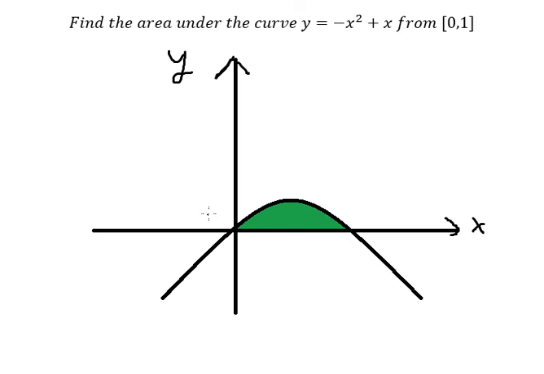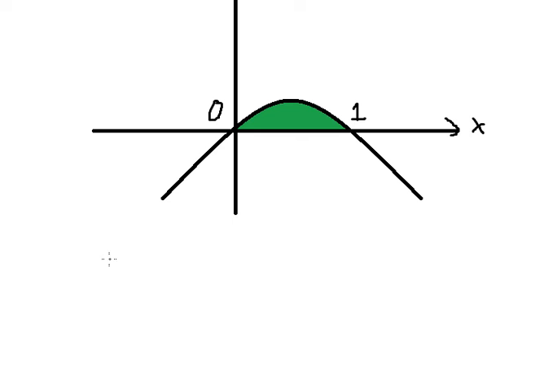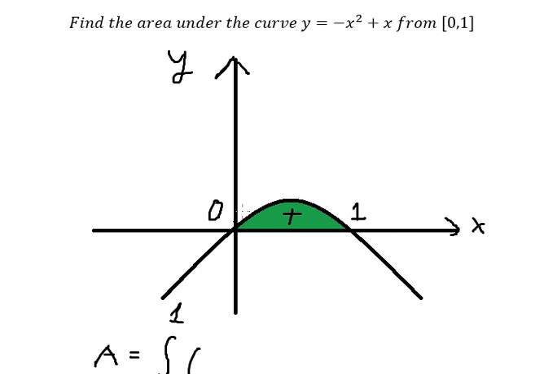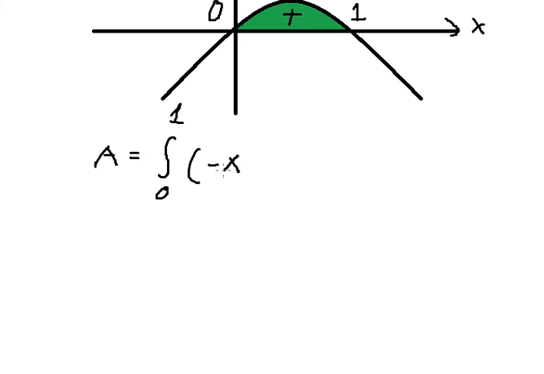So we have number 0 and number 1 in here. So we just put the integration, equals, from 0 to 1. We see that this one is a positive area, so we don't need to have the negative sign in here. And we put this function in here.